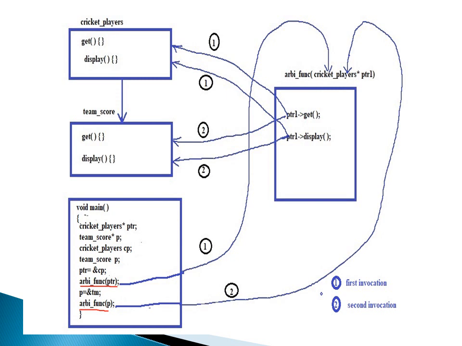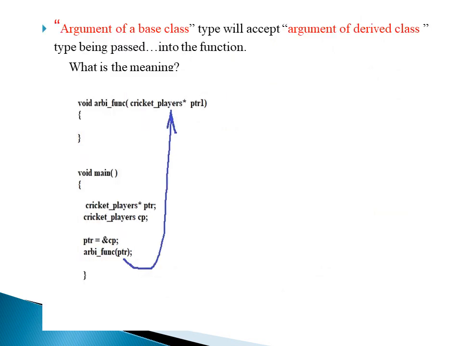The second time, p equals the address of tm, that is, the starting address of the derived class object will be stored in the pointer p. In the second invocation, p is the pointer to the derived class. It is being passed to the arbitrary function. What is the argument type there? Pointer to the base class. But in C++, the pointer to the base class will accept the pointer to the derived class argument. So it will work. So an argument of base class type will accept an argument of derived class type being passed into the function.